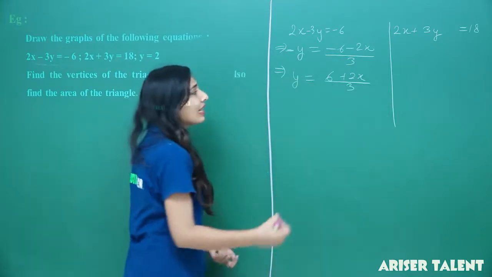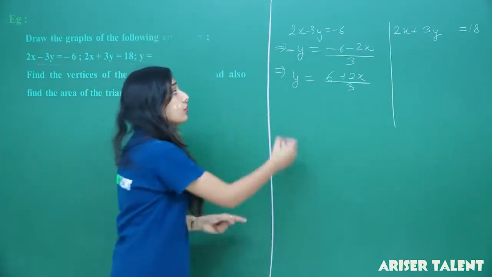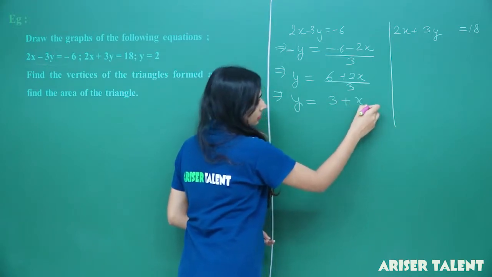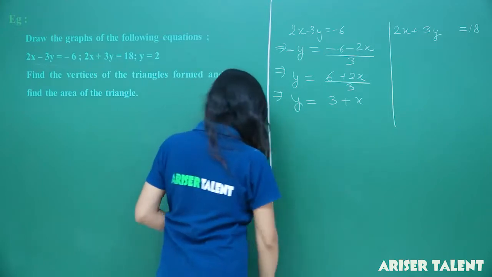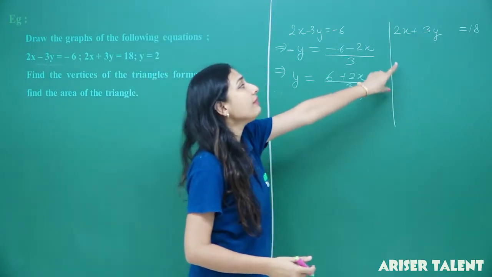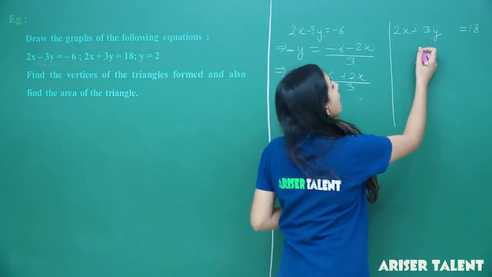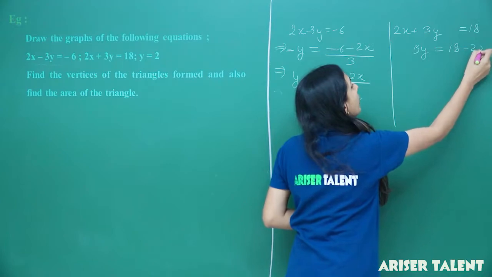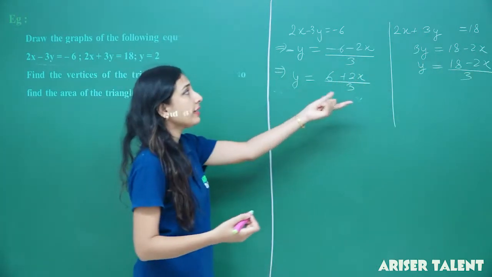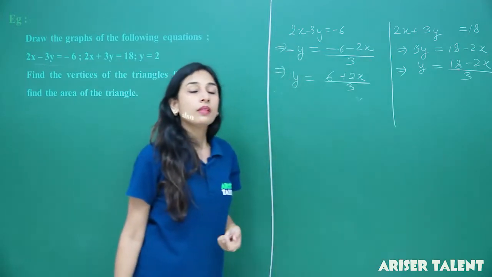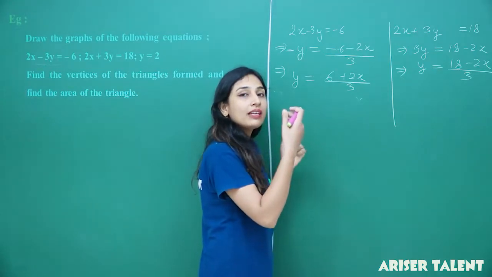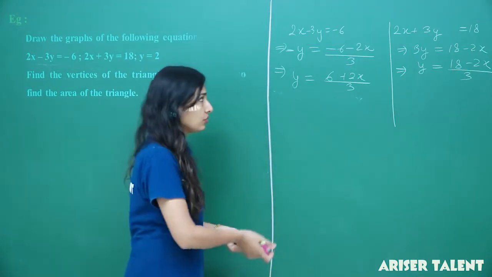Now can I take this 3 common here, right? Students, so I'll be writing it y equals 3 plus x. No, I can't take this common here. Okay, so it will be like this only, right? So students, coming to that equation, I'll again be finding the value of y here. Now finding the value of y here, it will be 18 minus 2x, and y will be 18 minus 2x by 3. So here I'm having y, here I'm having y, right? Now what? I'll be having some values of x and I'll be getting some values of y. It's the way it works, right? Okay, so let's make it work.